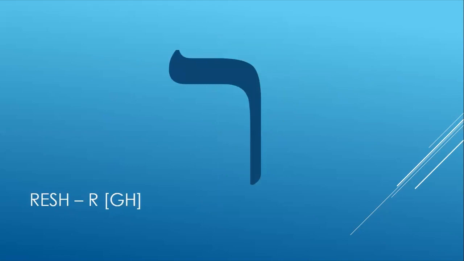Resh. In modern Hebrew, it sounds like an R. So they'll say something like Rosh Hashanah, Rosh, right? That's an R. That's the Resh sound, or the Resh letter. You'll notice the difference between Resh and Dalet. The Resh is one stroke, and it's kind of curved toward the edge, and Dalet has a 90-degree mark with a little overhang at the top.